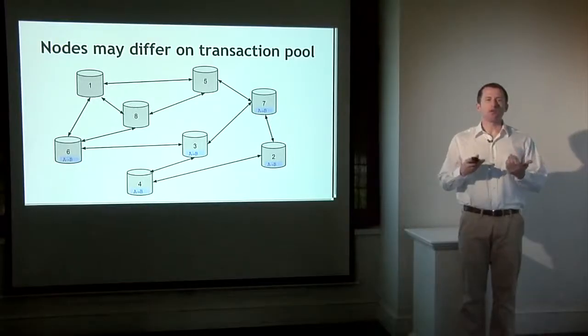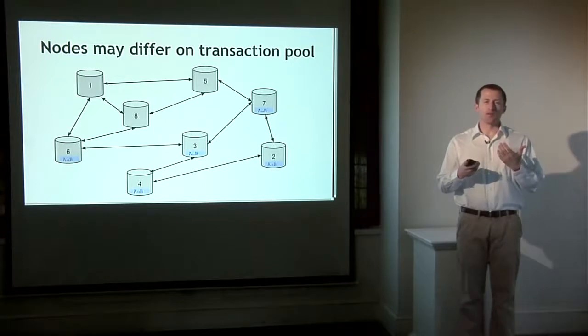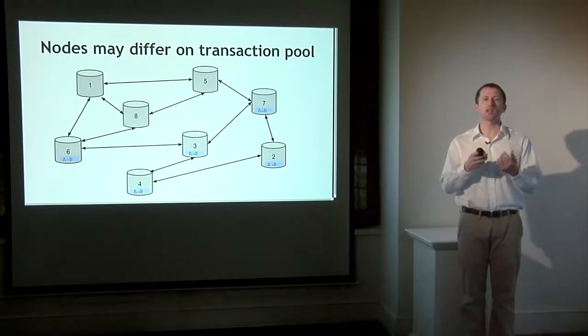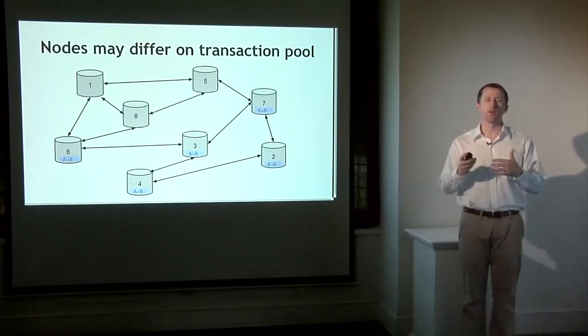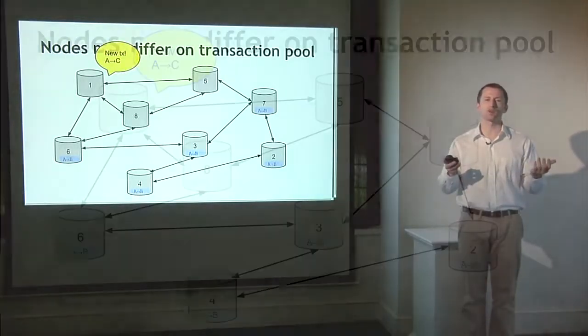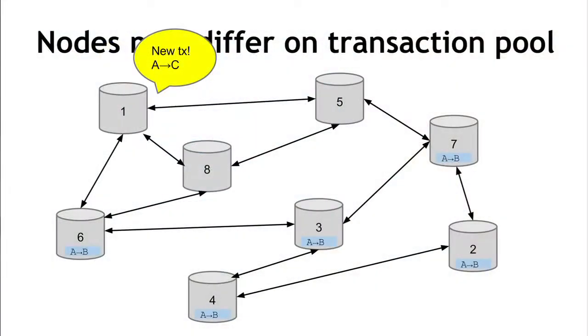So it's possible that nodes will end up with a different view of the pending transaction pool based on what they've seen. So let's go back to this example where node 4 originally relayed a transaction where Alice was trying to pay Bob. And let's say that this transaction hasn't yet flooded to the entire network, and before it gets to everybody, node 1 is going to announce a new transaction and say, hey, I just heard Alice is trying to pay Charlie. Now from node 1's perspective, this is a valid transaction, and they haven't seen the other transaction where Alice is trying to pay Bob.